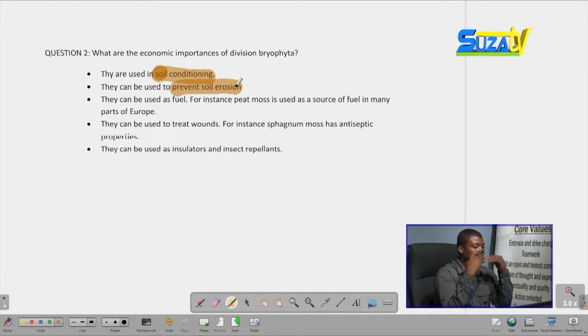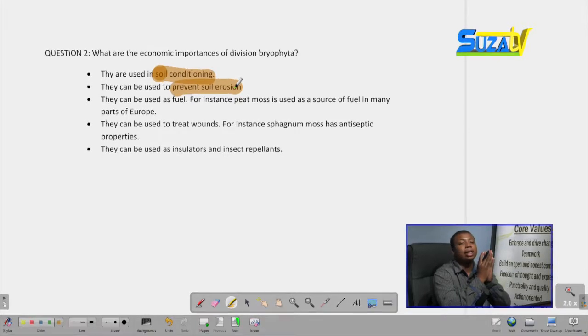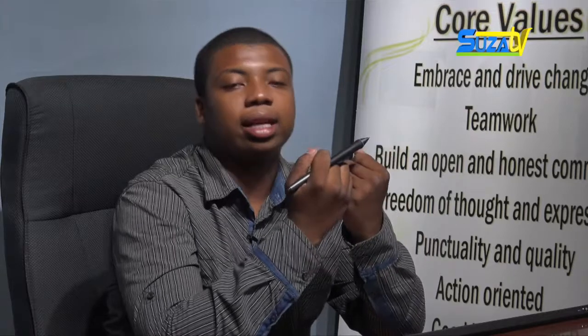Members of division Bryophyta can be used to prevent soil erosion, as even though they have rhizoids, these rhizoids anchor inside the soil and they bind the soil together. As they bind the soil together, it becomes very difficult for the soil to be washed away due to erosive factors.